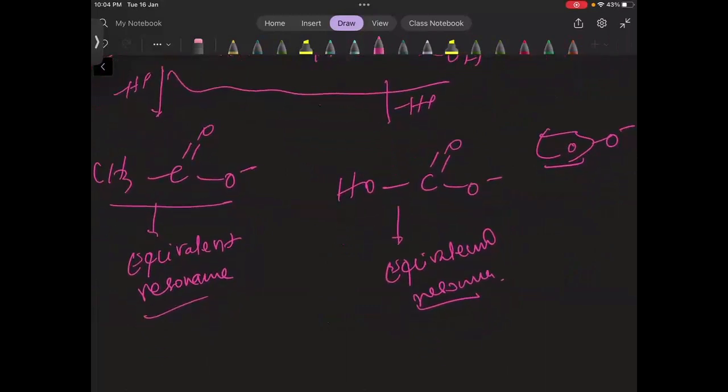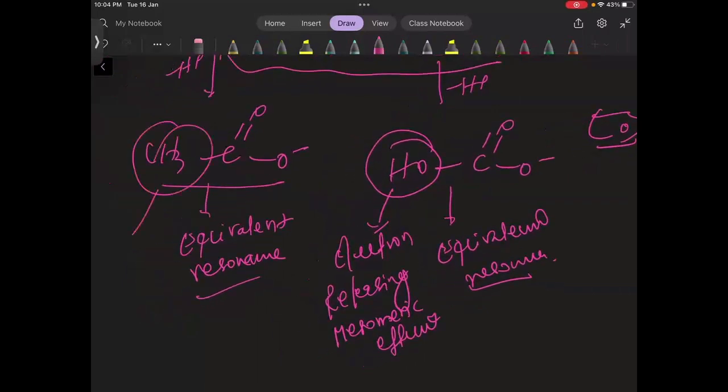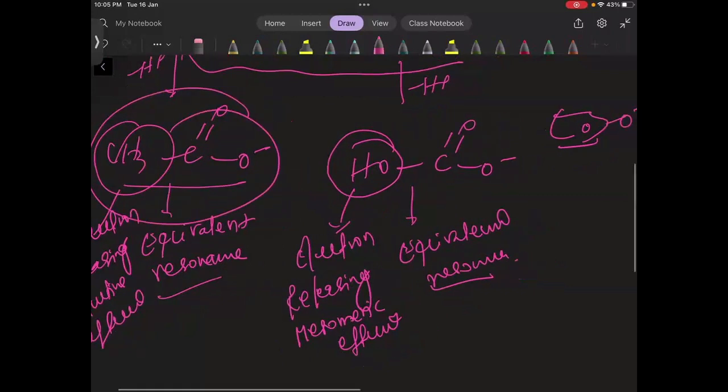But here is the one thing. OH will behave here as an electron releasing mesomeric effect, correct? And here the CH3 will behave as an electron releasing inductive effect, correct? That is the reason the acetic acid is more acidic than the carbonic acid.